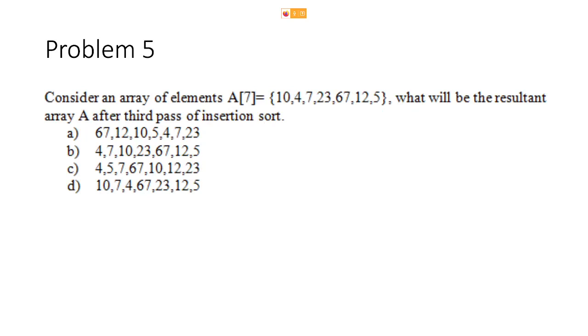Let's look at the next one. It says consider an array of elements A. This is your array with 7 elements. What will be the resultant array after third pass of insertion sort? Are you familiar with insertion sort?